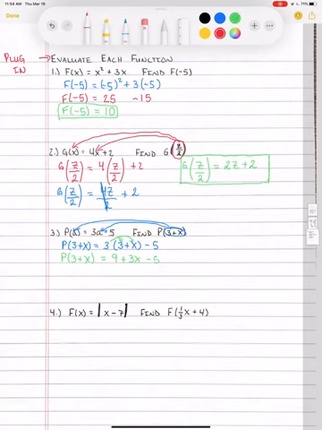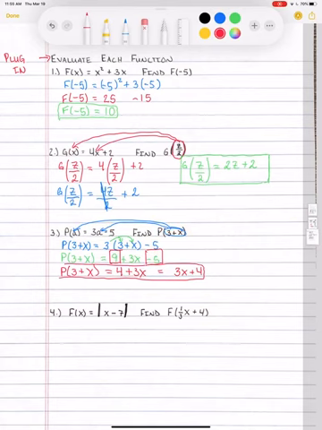Now it's my job to combine like terms. So I have a positive 9 and a negative 5. So p of 3 plus x is going to equal 4 plus 3x. You could also write it as 3x plus 4. That's actually kind of the proper way to write it. Either way is fine. You can't reduce any further because there's no more like terms. This is what you're left with.